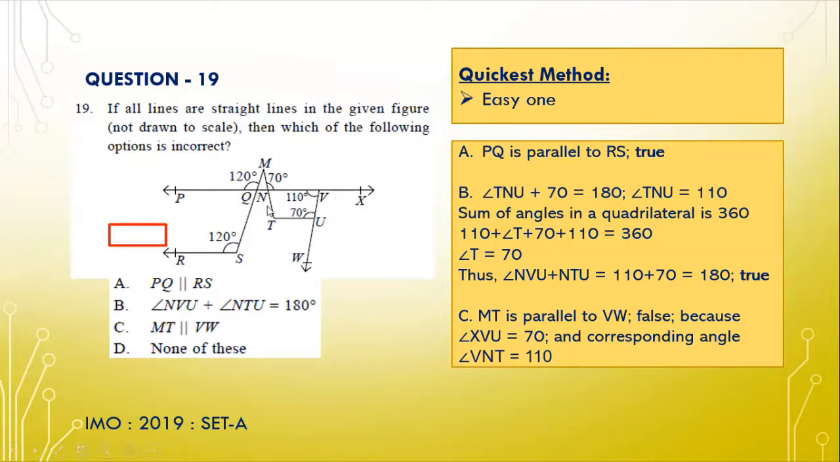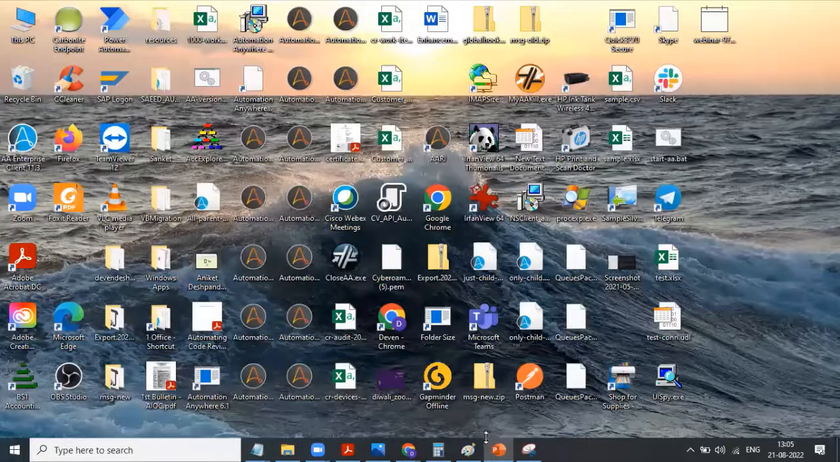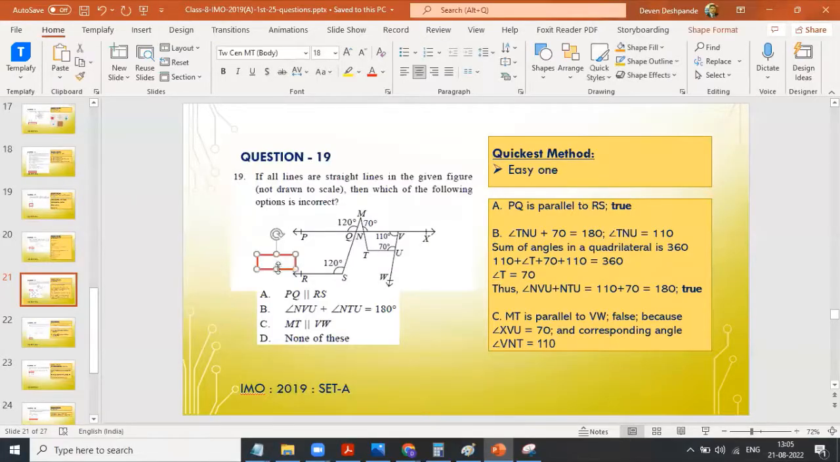If this is 70, then the inside angle N should also have been 70. But inside angle N is 110. So MT is not parallel to VW. So option C is the incorrect option. Sorry, I forgot to mark. Option C is the incorrect option.